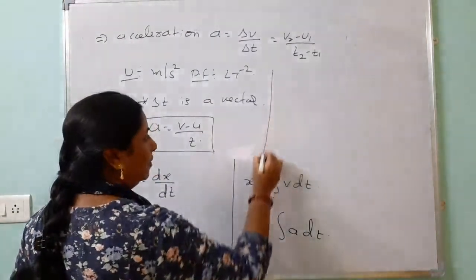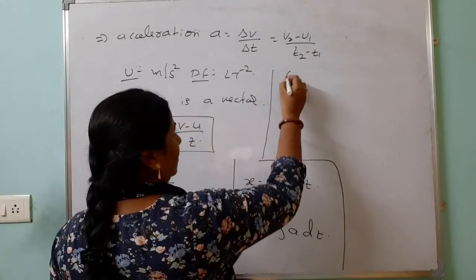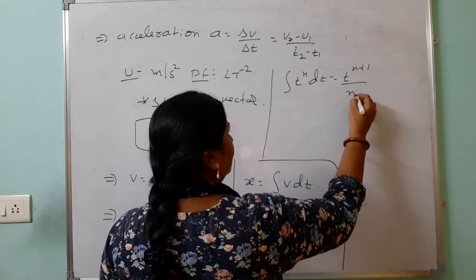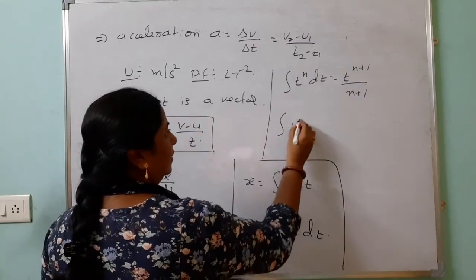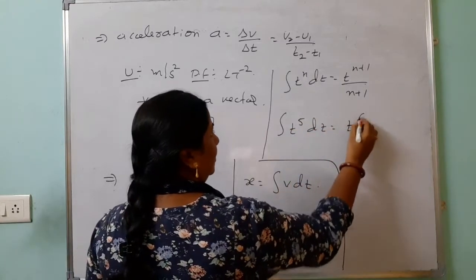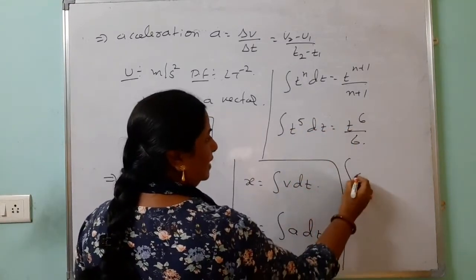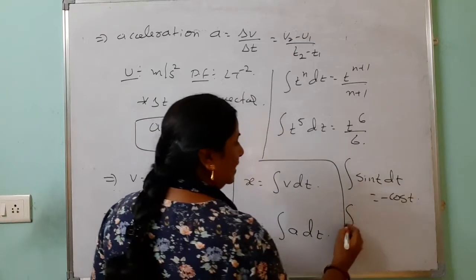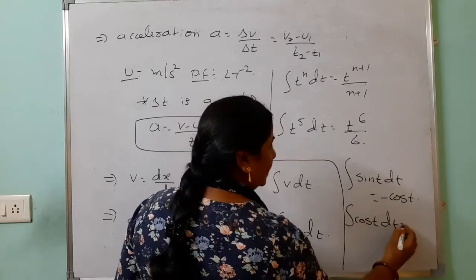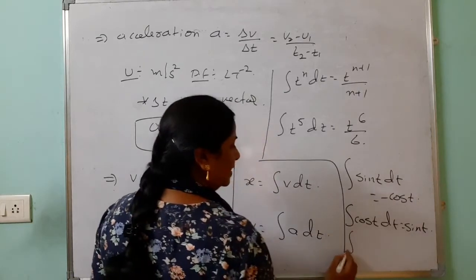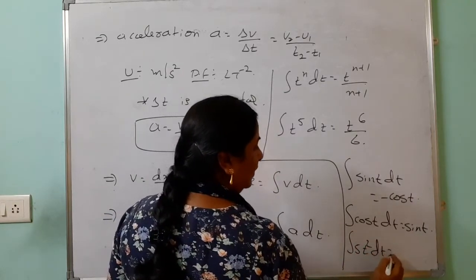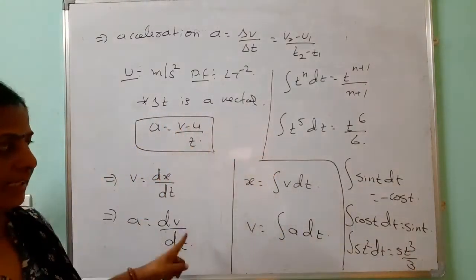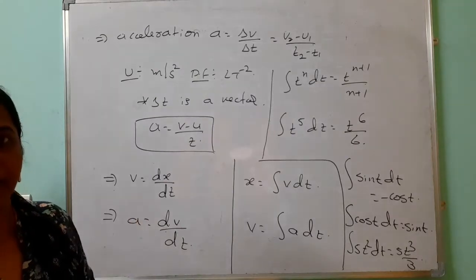Here you should remember the integration formulas. The integral of t to the power n dt is t to the power n plus 1 by n plus 1. Suppose the integral of t power 5 dt is t power 6 by 6. The integral of sin t dt is minus cos t. The integral of cos t is sin t. The integral of 5 t square dt is 5 t cube by 3. So remember the integration concept and the differentiation concept, and both are not equal.